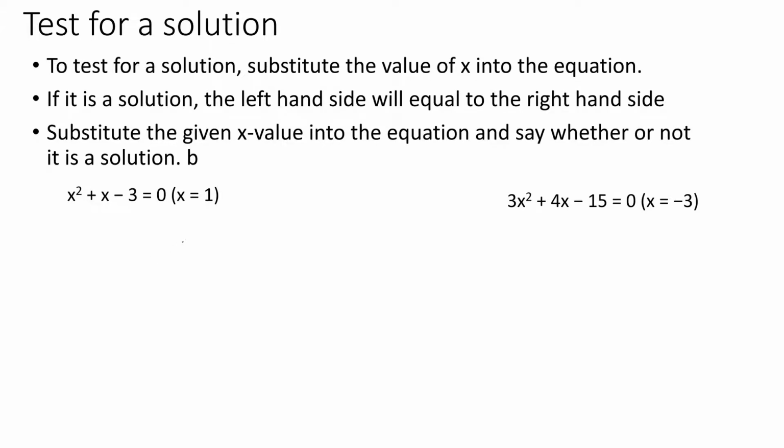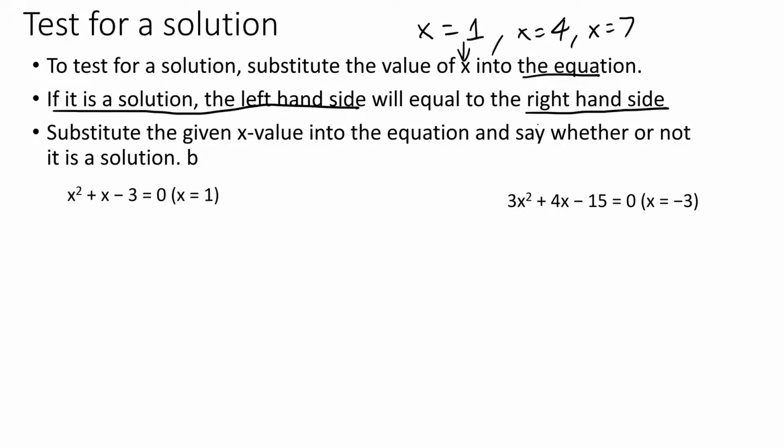Okay, second part is to test for solutions. So to test for solutions, they'll give you a value of x. So x is equal to something: x equals 1, x equals 4, x equals 7, or whatever. It will be a number. You will put this number into the equation. If the solution on the left-hand side is the same as the right-hand side, then it is a solution.